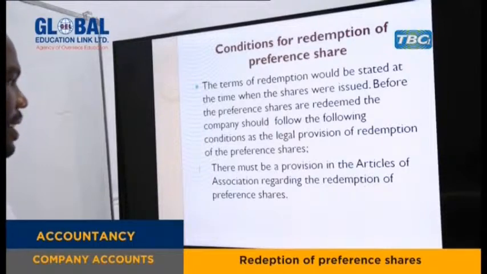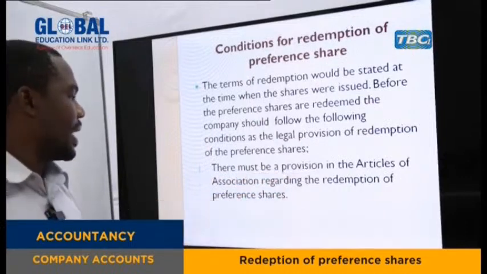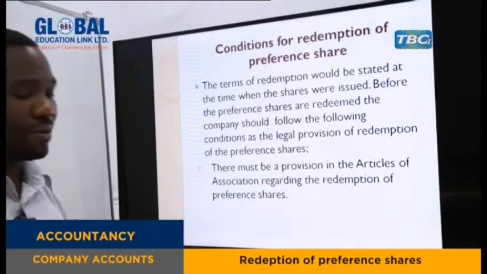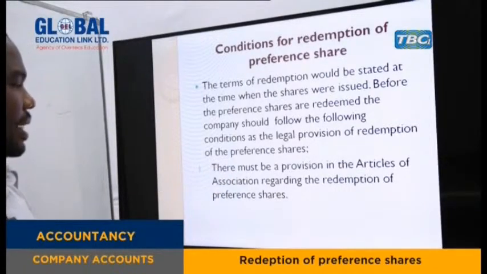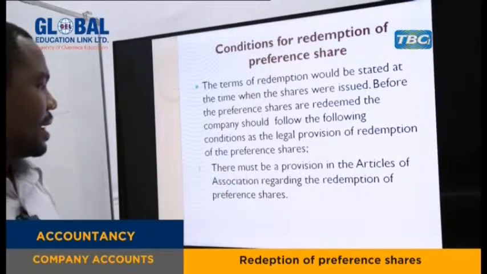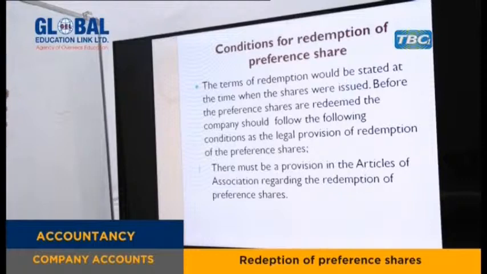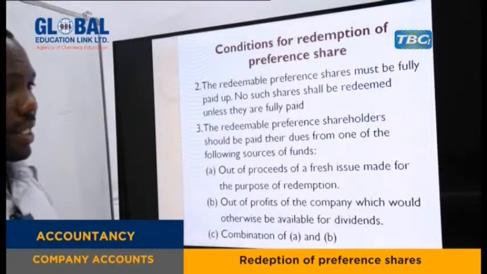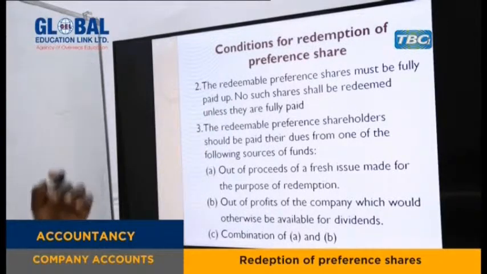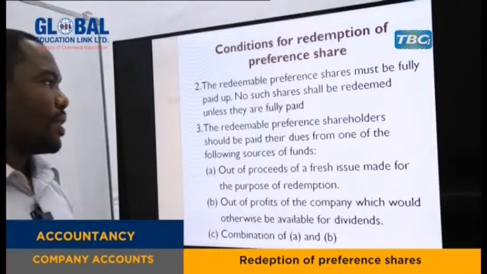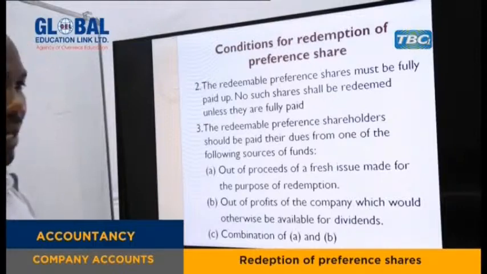What are these conditions, in fact? The first one, as I've said, is that there must be a provision in the articles of association regarding the redemption of preference shares. So you cannot redeem the preference shares unless it was stated in the articles of association, and the time when these shares are going to be redeemed. The second condition is that these redeemable preference shares must be fully paid up. So no such shares shall be redeemed unless they are fully paid.